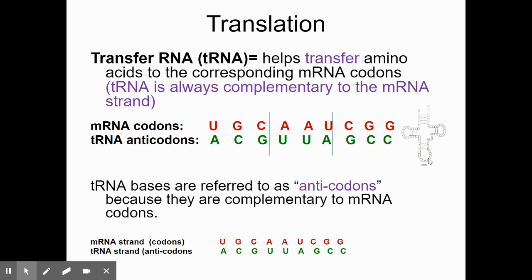And eventually what it will do is drop off the amino acid that it carries and go pick up another one to then continue with the process. But just note, during translation, it is the mRNA codons that tell us what type of amino acid is going to be produced, not the tRNA anticodons. Remember, those are only there to help the tRNA find where it needs to go. mRNA is what's actually coding for the amino acid.